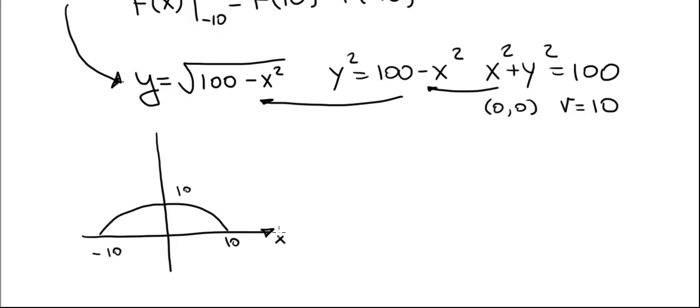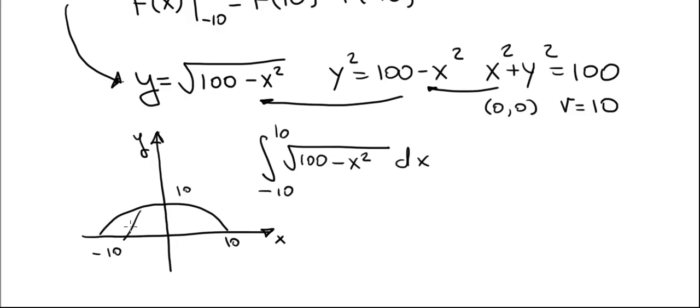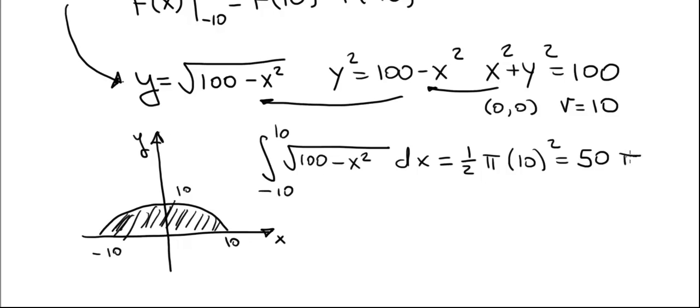And our integral that we're asked to evaluate is from minus 10 to 10 of the square root of 100 minus x squared, and that is precisely the area underneath the semicircle above the x-axis. In other words, it's the area of a semicircle of radius 10. The area of a circle of radius 10 is pi times 10 squared, so the semicircle will be 1/2 pi times 10 squared, which is 100 divided by 2, 50 pi units squared.